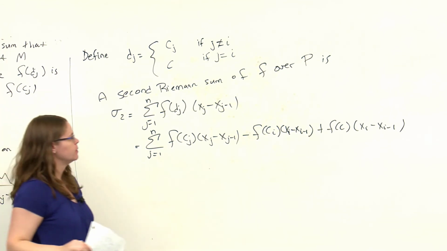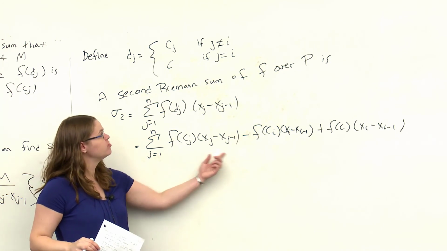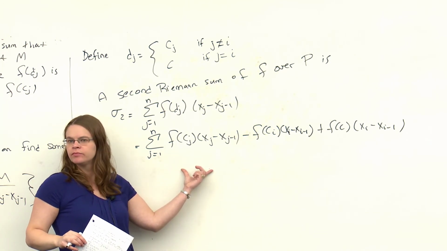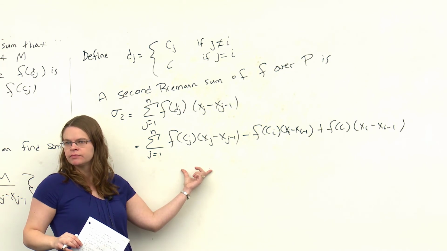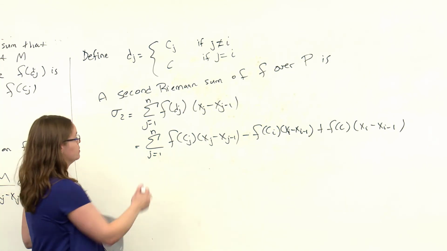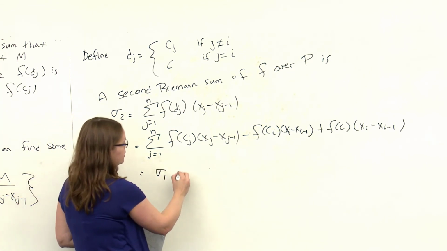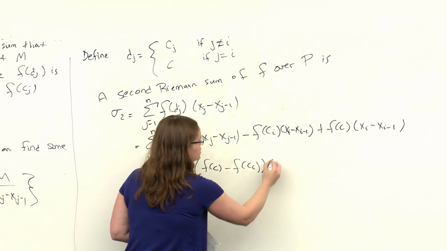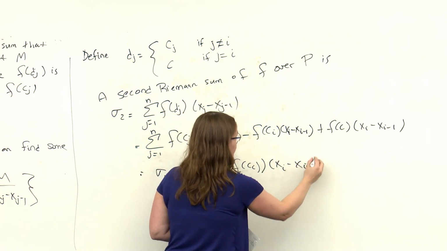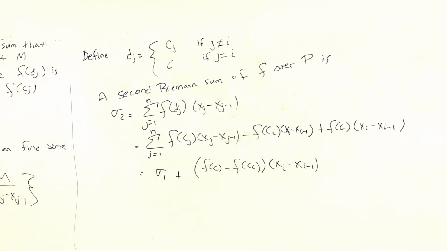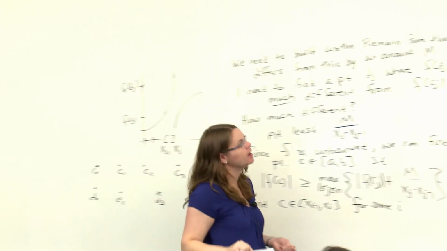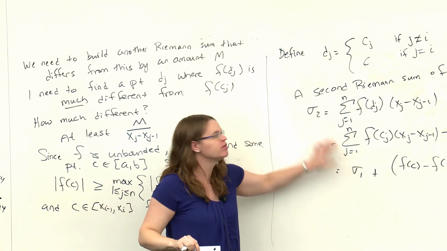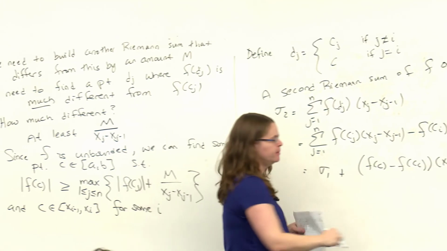Simplifies to F and C. Well, almost. So what is this sum here? That's sigma 1. That was the first Riemann sum. So this is sigma 1 plus f of c minus f of ci times xi minus xi minus 1. So we've got two Riemann sums. And what was our goal? Our goal was to show that these two Riemann sums could be made quite far apart in value. And now we're in business to actually compare their values, because we can write down explicitly the difference between them.